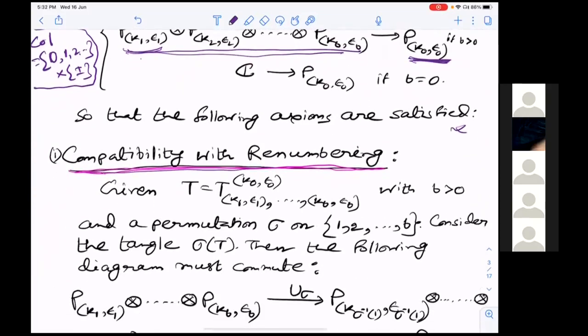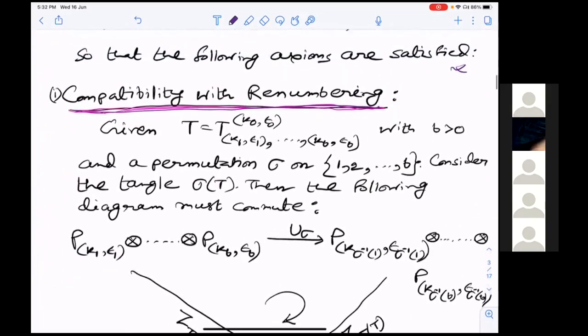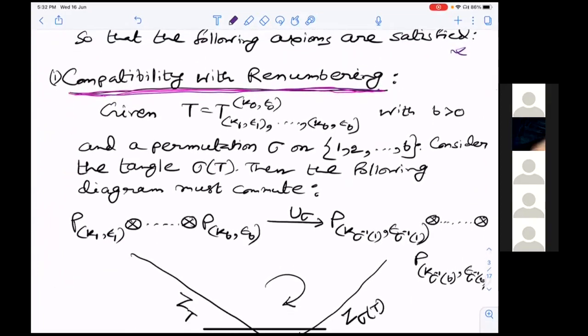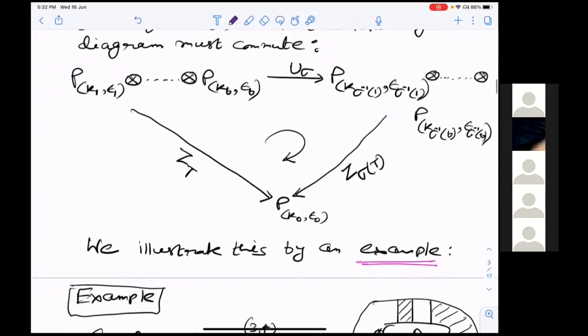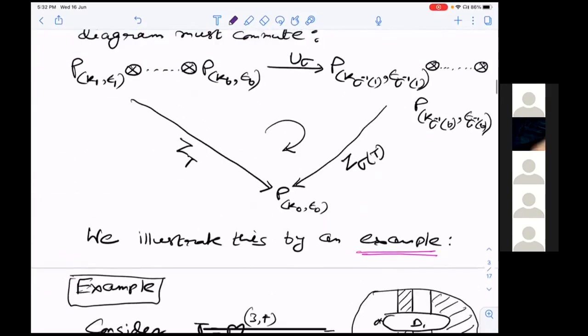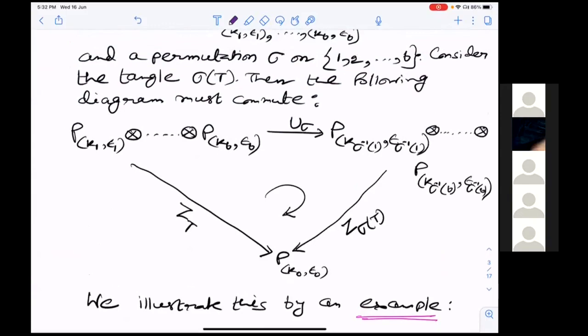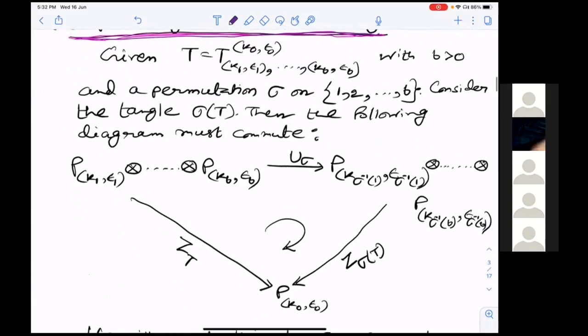Compatibility with the renumbering. This axiom, I'll first tell something, then we'll define properly. This is saying that for ZT, it does not matter actually if you renumber it or not. Ultimately, when you have this unitary map, by unitarity you can see that up to renumbering does not matter. That is what it says.